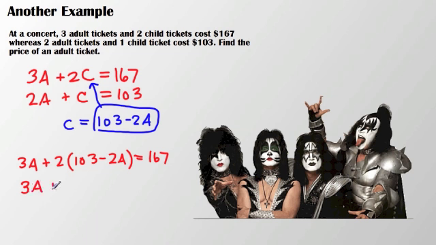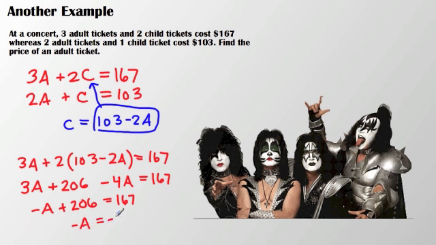So 3a plus 206 minus 4a equals 167. Now you might be a little panicked when you combine a's because you end up with a negative a, but that's alright. You'll see why in a moment. Negative a plus 206 equals 167. So then my next move is going to be to go ahead and subtract 206 from 167, and I get negative a equals negative 39.